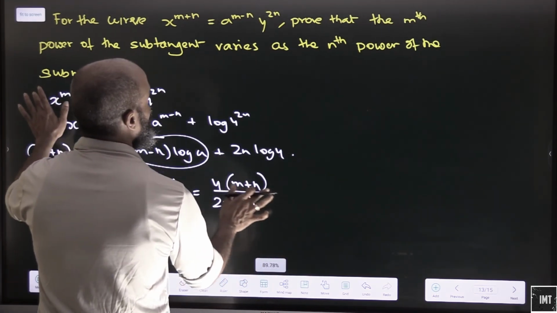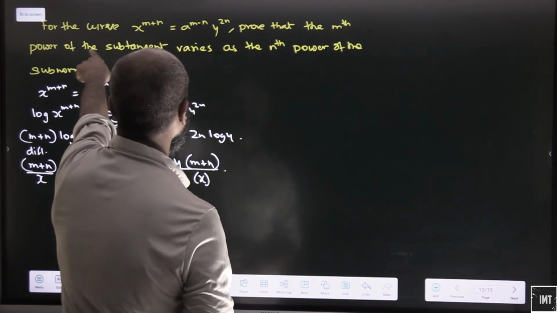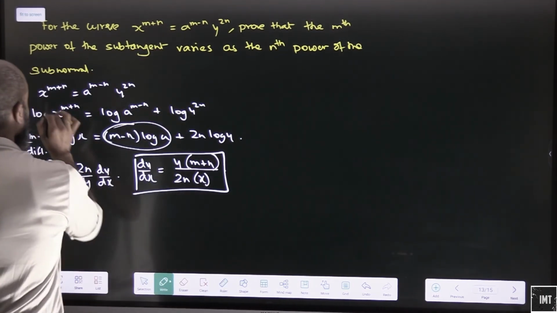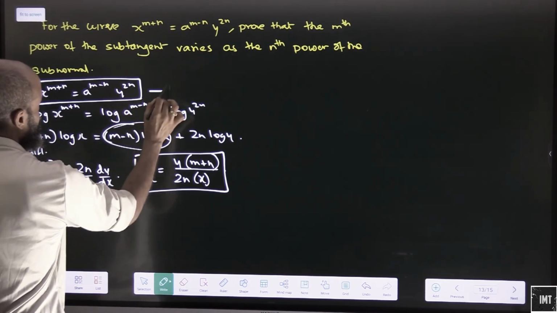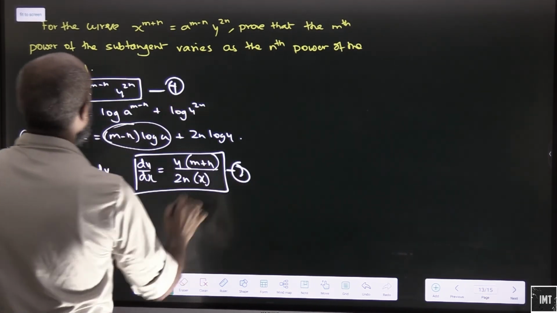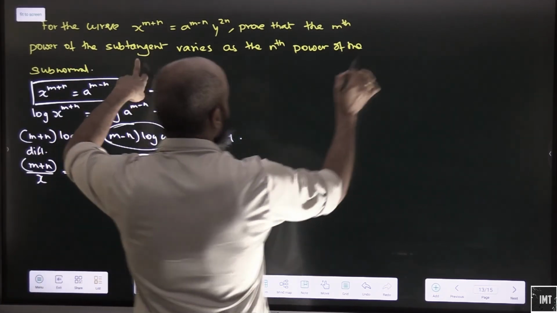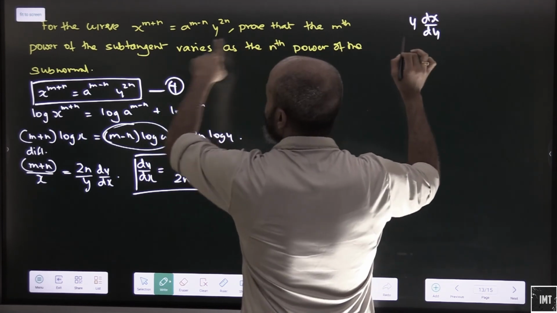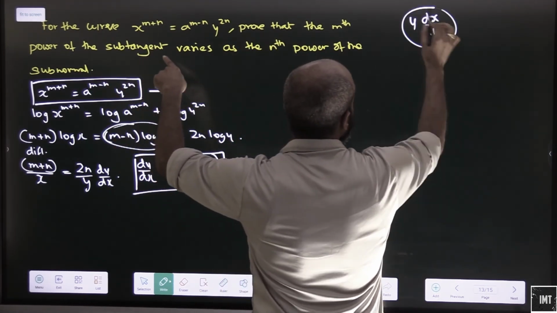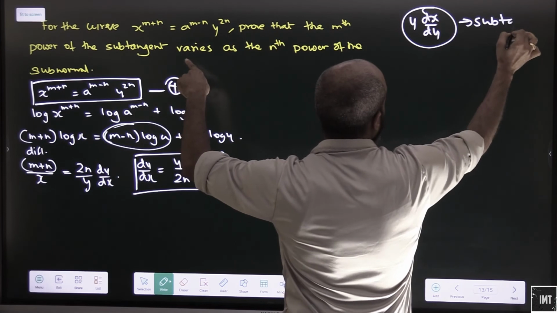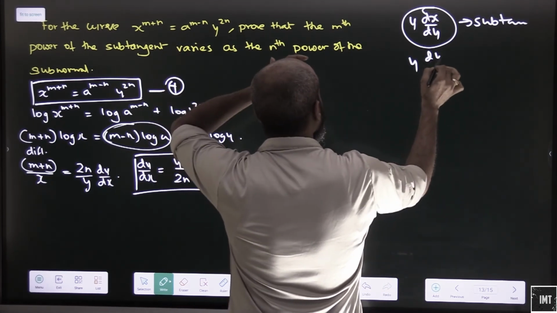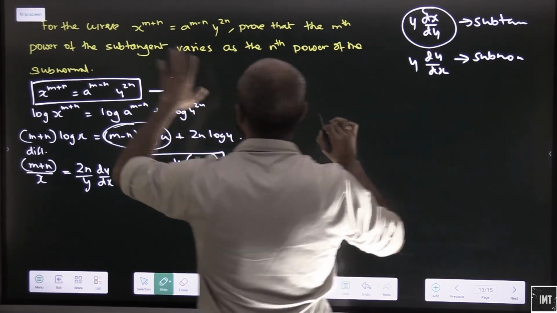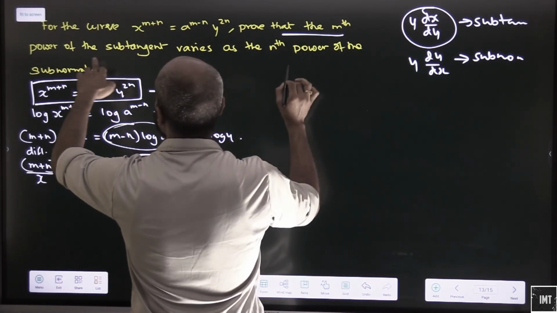Okay, now we have to prove that, so this is basically the equation. This is one equation, this is the given equation, this is 1, this is let's say 2. We have to prove that the subtangent, we know that subtangent is given by y dx by dy. Prove that the mth power of the subtangent, this is subtangent, we have proved this, okay. And what about the subnormal? This is y dy by dx, this is subnormal, okay.